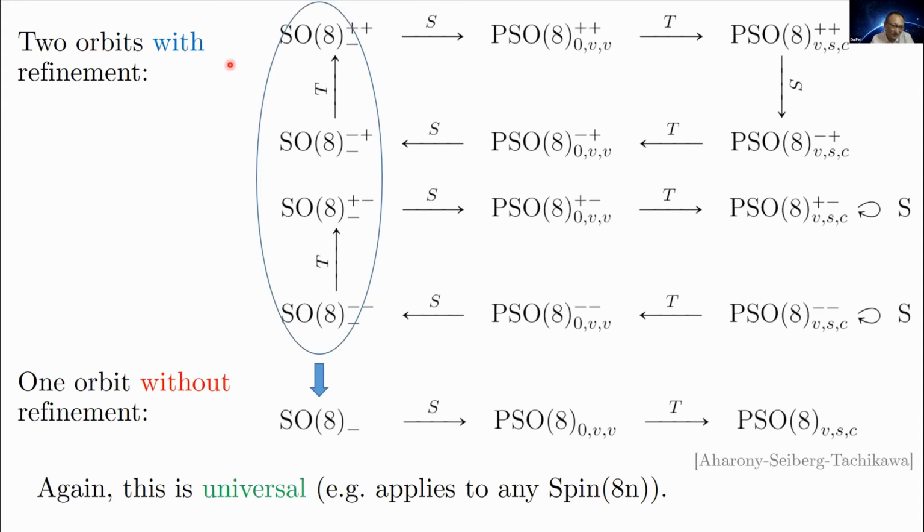And again, this action of the mapping class group is universal. So you will find exactly the same action in the case of Spin(8n). One thing that is special about Spin(8) is that it has triality. For Spin(8n), naively it should not have triality, but all the orbits are compatible with triality because they simply couple to the same bulk theory.